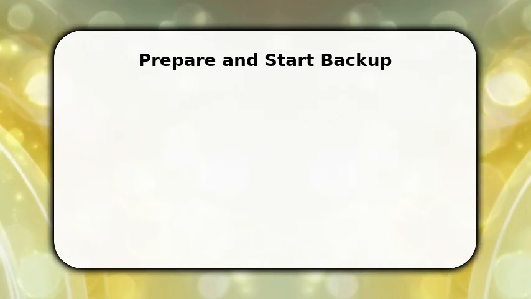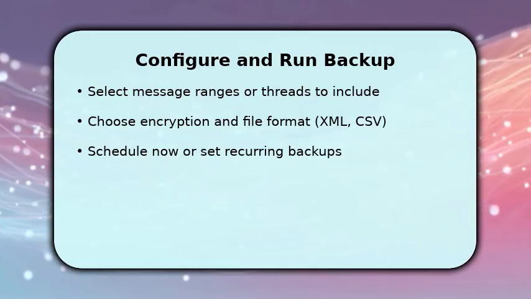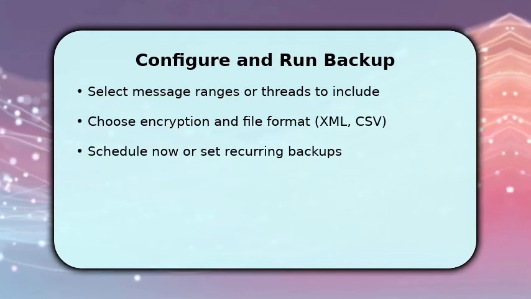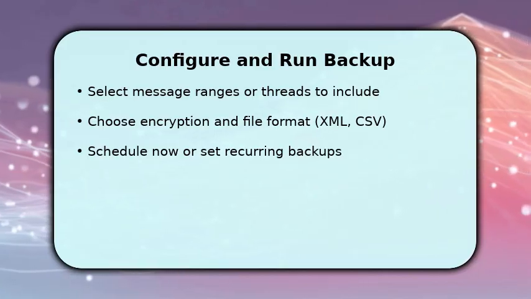Now configure what to backup. Pick full history, specific date ranges, or individual threads to save time and space. Choose encryption and file format. Encrypted XML is standard for full restores. CSV works for reading on a computer.